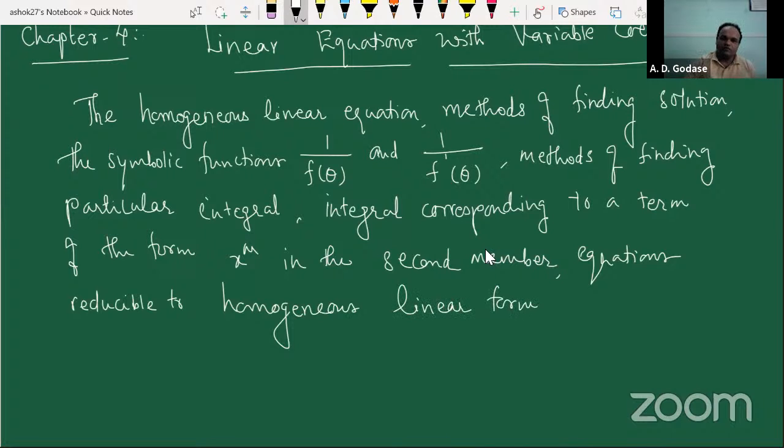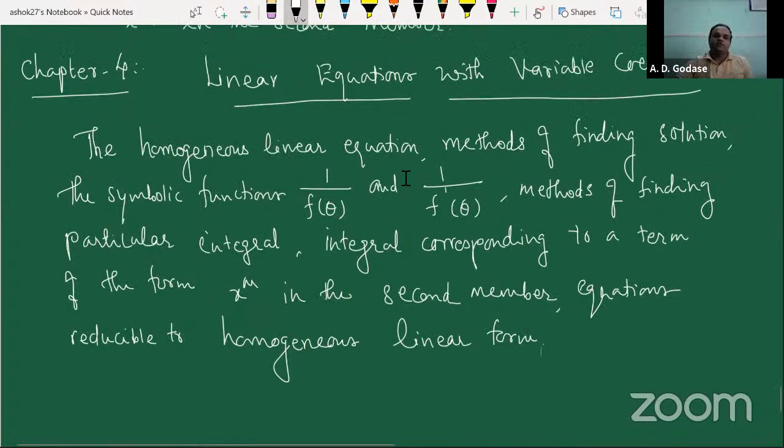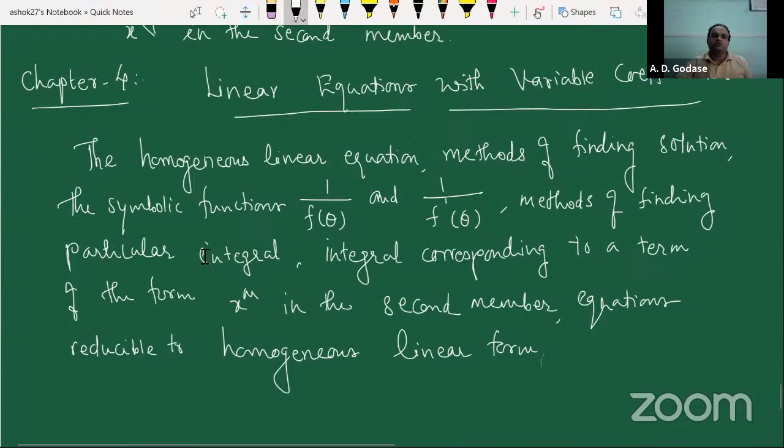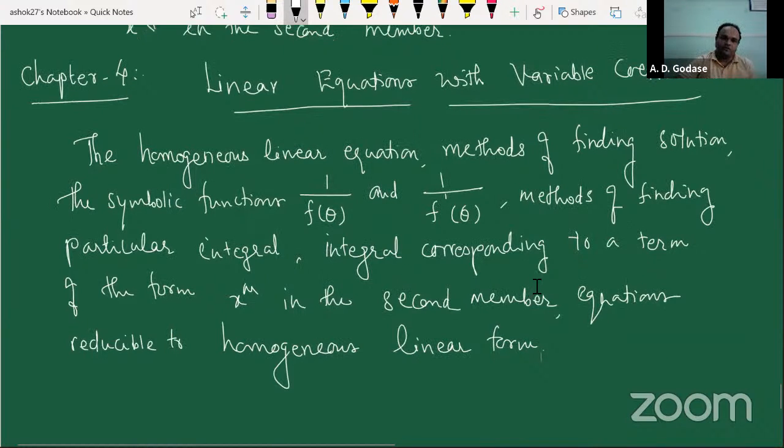So this is chapter number 4. In chapter 4, you'll see homogeneous linear equations, methods of finding solution, the symbolic functions 1 upon f theta and 1 upon f dash theta, methods of finding particular integral, integrals corresponding to a term of the form x raised to m in the second member, and last, equations reducible to homogeneous linear form. So this is chapter number 4, linear equations with variable coefficients.